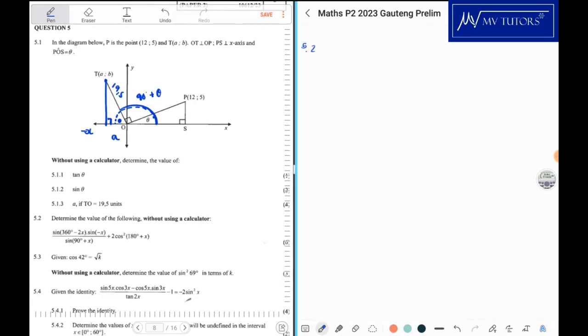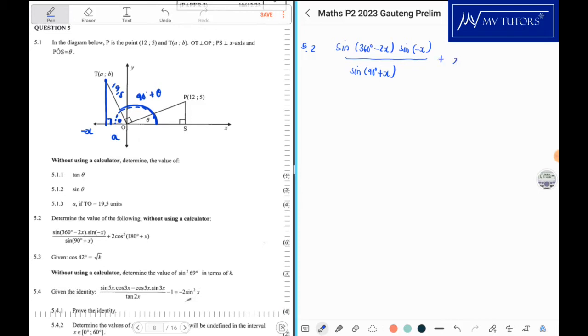Again, we're supposed to determine the value of the following without using the calculator. So here we'll be using our reduction formulae again. So we have sine of 360 minus 2x, and then we have sine of negative x, all over sine of 90 plus x.